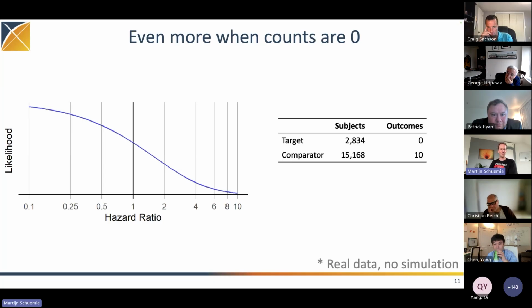This problem is actually even worse if one of the arms, for example, your target or comparator, has 0 outcomes, because now your likelihood distribution actually doesn't have a peak. You don't have a point estimate. You don't really have a confidence interval, but there is certainly information here. So in this case, there are 0 people with the outcome in the target group and 10 in the comparator group. That is telling us something, that maybe, as the curve shows, it's more likely that the hazard ratio is low than that it's high.